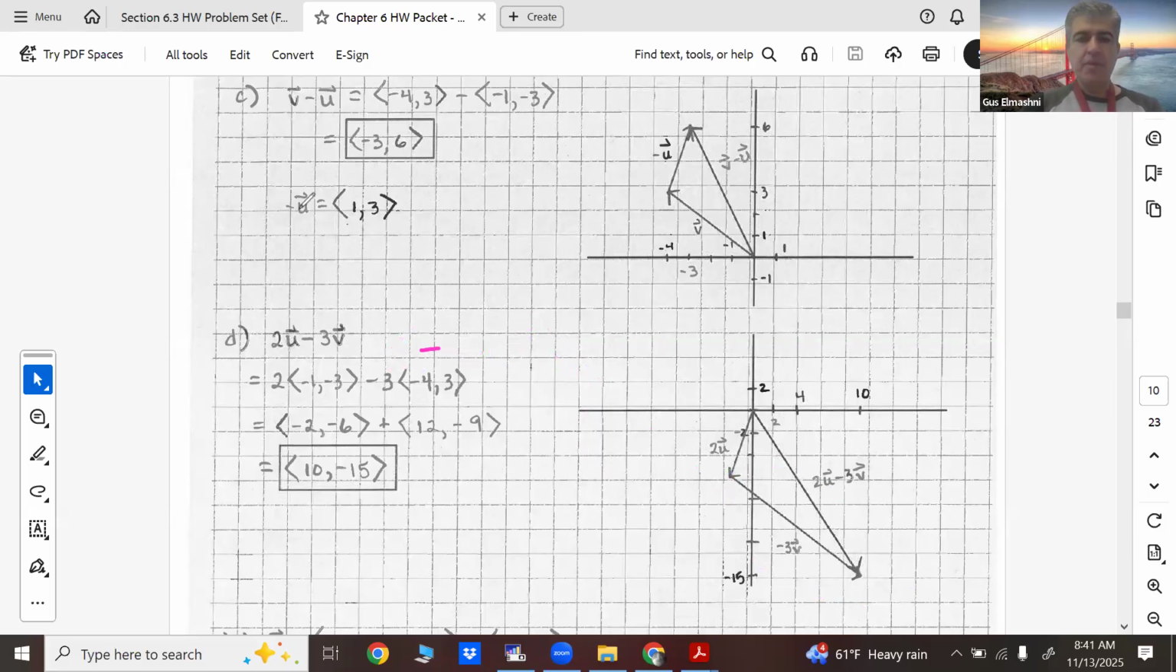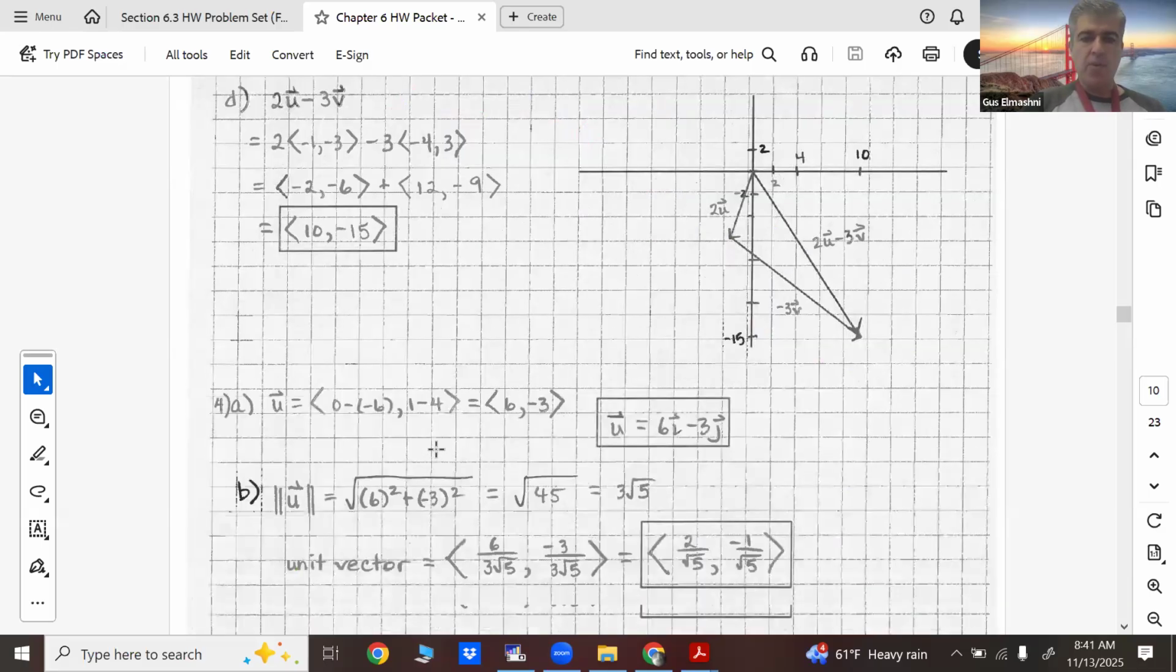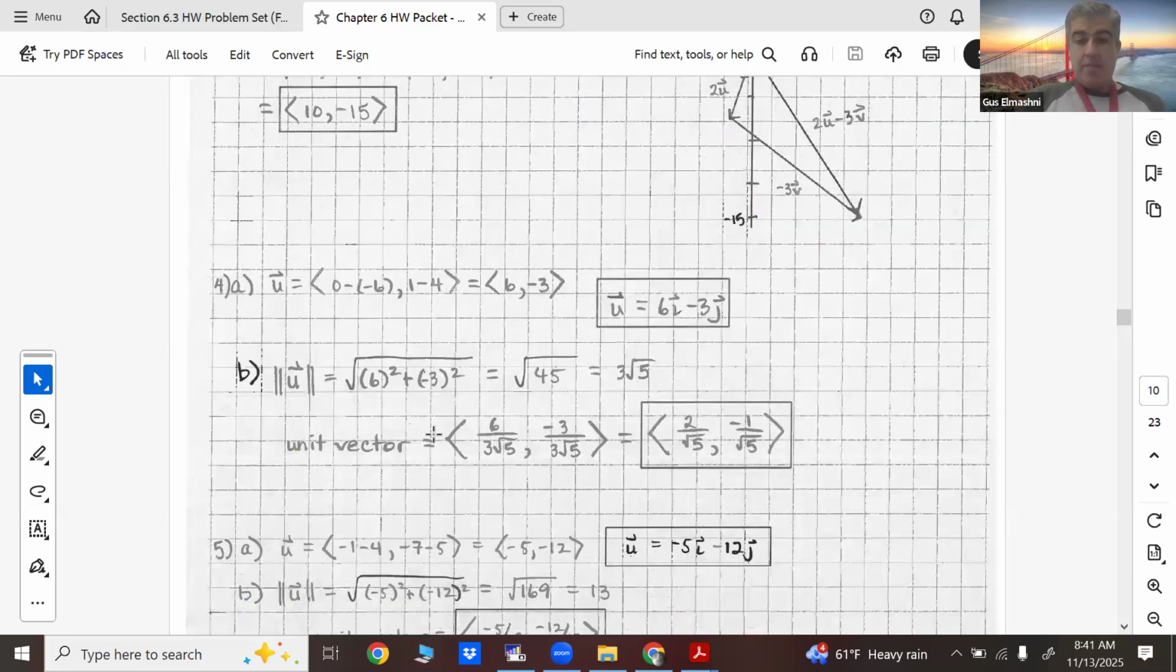Keep moving. Number 4. IJ stuff is the same thing as component form. I is for X, J is for Y. Very easy. Magnitude, easy. Unit vectors, you take the components and divide by the magnitude, and you can simplify afterwards. I personally don't care if you rationalize the denominator. I don't care. You can if you want.